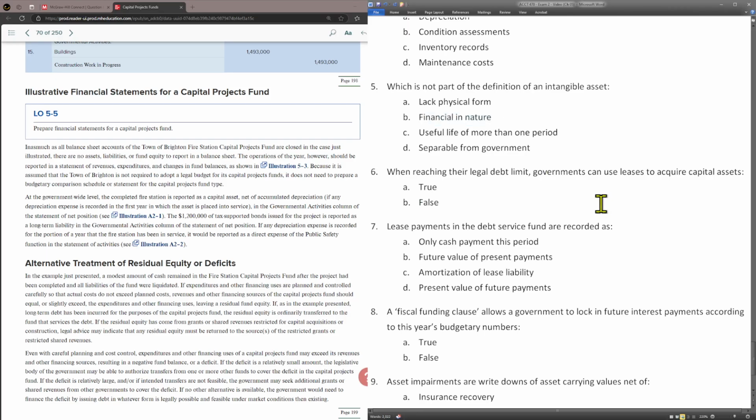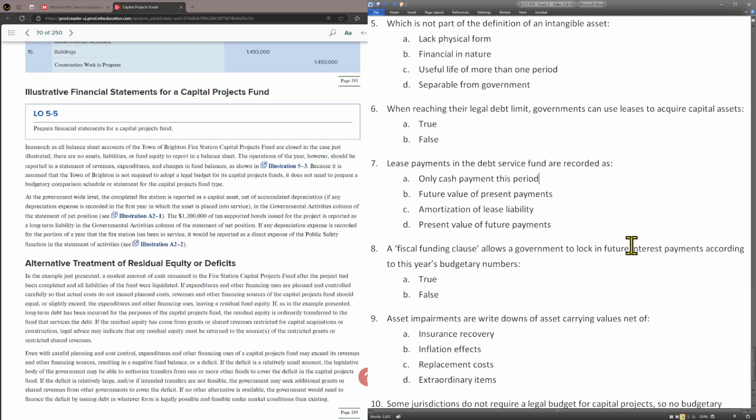When reaching their legal debt limit, governments can use leases to acquire capital assets. This is true, but when you read the sentence and hadn't really paid attention to the lecture, it may seem like I'm suckering you into something. But that's what happens. When they reach their legal debt limit, they turn to leases to acquire capital assets. So that is true. Lease payments in the debt service fund are recorded as the present value of future payments, right? Remember we were saying that it's the present value of all future payments, none of these other things.